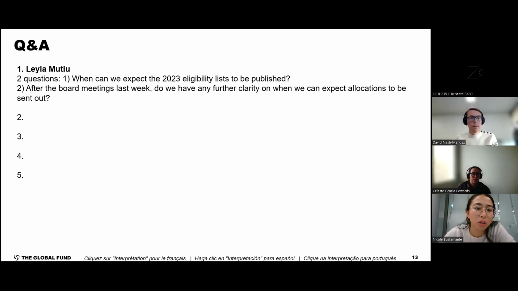When can we expect the 2023 eligibility list to be published? And after the board meetings last week, do we have any further clarity on when we can expect the allocations to be sent out?